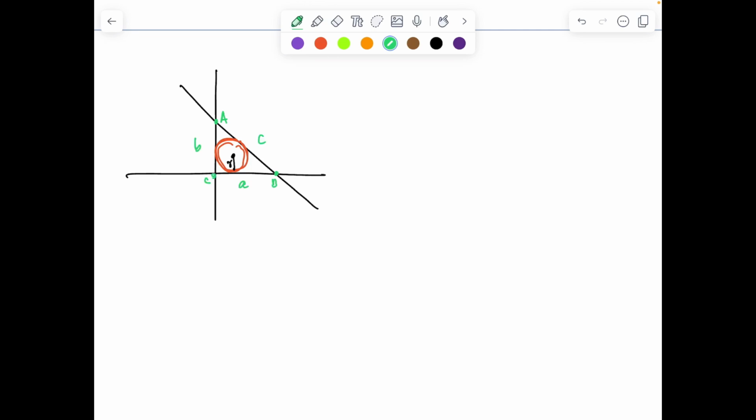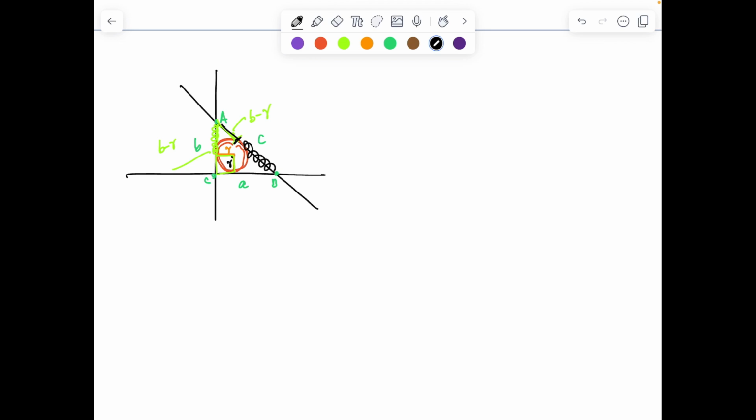So I'm calling this side length as A, this is B, and this is C. Now we know if this radius is r, so this will definitely be r, because we'll have a square over here. So I'm going to take advantage of that. So what about this distance? It's nothing but b minus r. Since length of tangent is equal, so this part will also be b minus r.